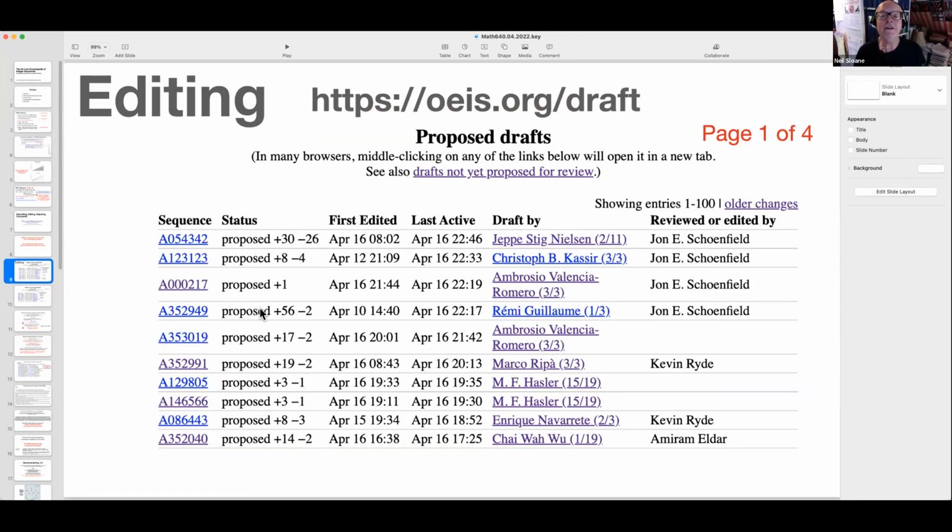It's dangerous, but it's very interesting. And so the editing process, if you're an editor, or even if you're not an editor, but just somebody who's interested in helping, you go to the webpage, oeis.org/draft, and you see a list of the proposed sequences and comments that are waiting to be approved or disapproved by the editors. And typically there will be about 350 things waiting to be approved. Usually I see 4 pages of stuff. And they're arranged in order by the most recent at the beginning.